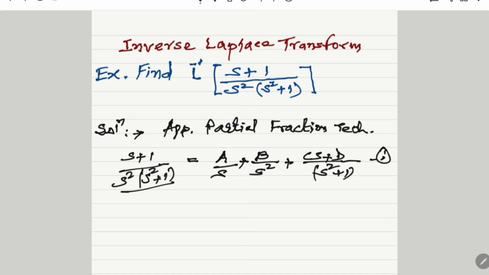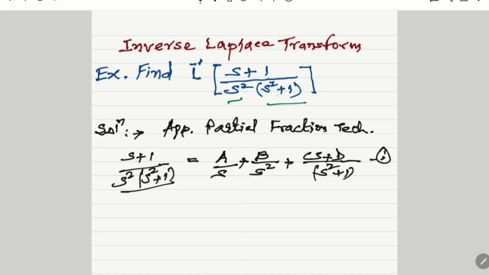Let us find the inverse Laplace of (s plus 1) divided by s square multiplied by (s square plus 1). As there are two factors in the denominator, the first one is s square and the second one is s square plus 1. It is a combination of two types of factors. The first one is a repeated factor and the second factor is a quadratic factor.